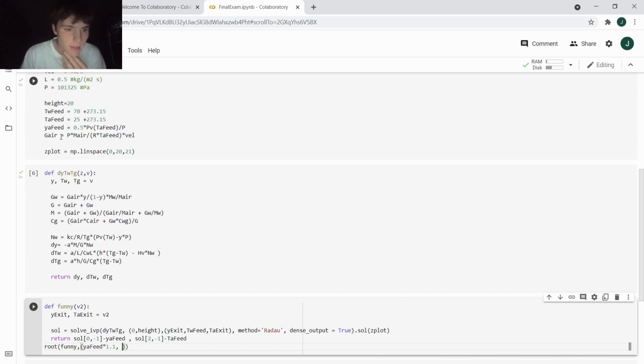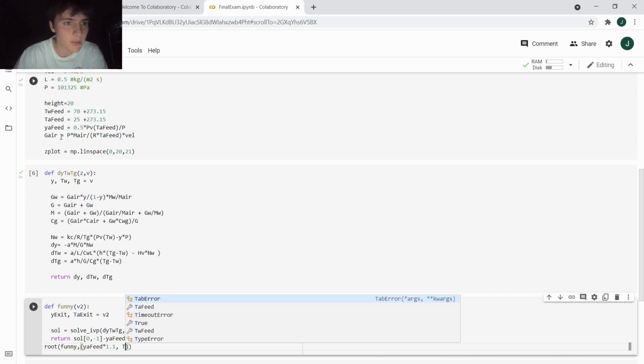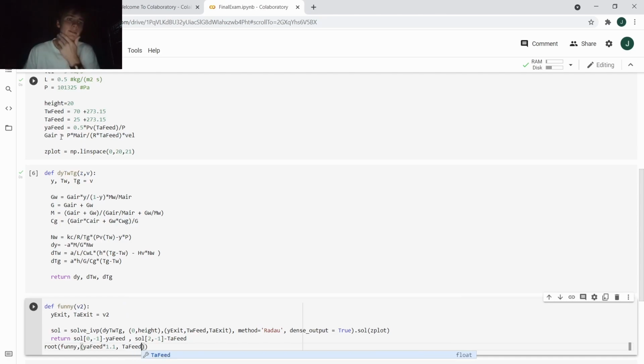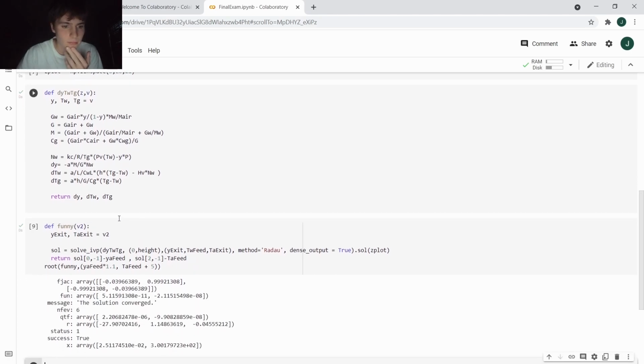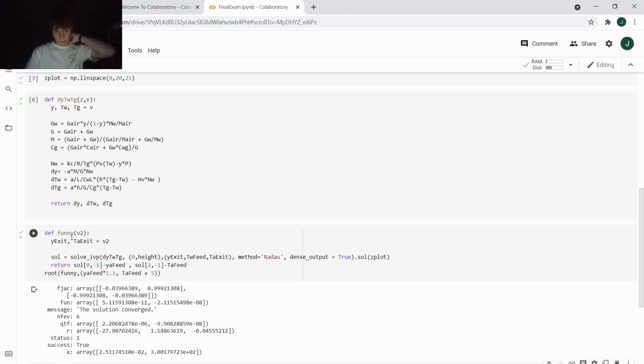And then what about the temperature of the air exiting? The air feed comes in at 25 degrees Celsius, but the water comes in at 70, so you expect the temperature to increase by the time it leaves the cooling tower. Let's just say an increase of 5 degrees Celsius, and let's see what we get. The solution converged. So at this point, we have the solution to our differential equation. First of all, you should see that x down here is the mole fraction at the exit, and this is the temperature at the exit.